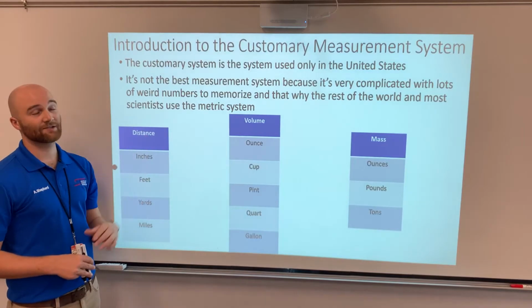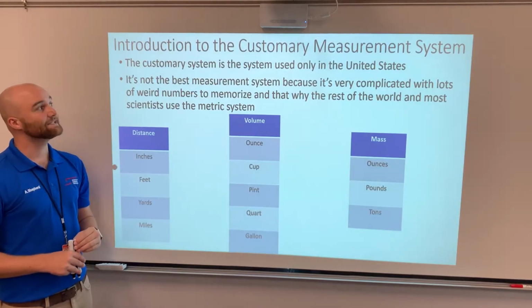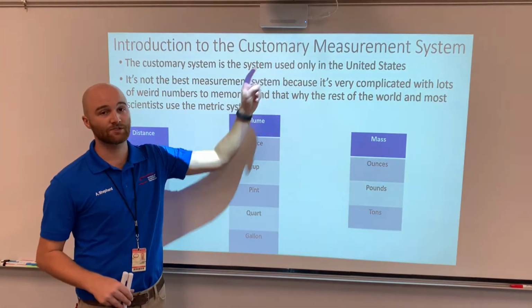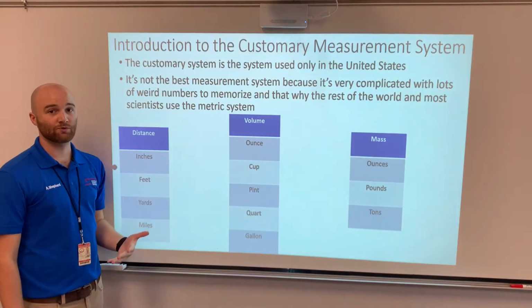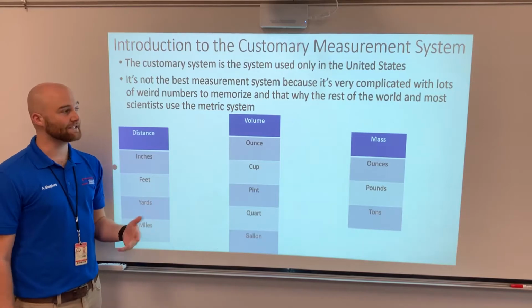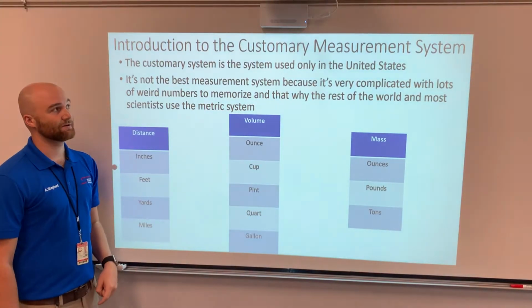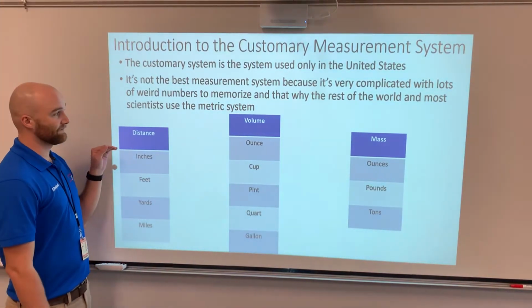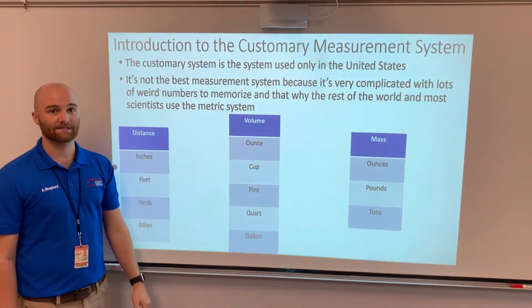The customary measurement system is the system that we are accustomed to. It's the system that we're used to. So it's taking us a long time to switch over because we're kind of lazy. The customary measurement system is based off of distance, volume, and mass.